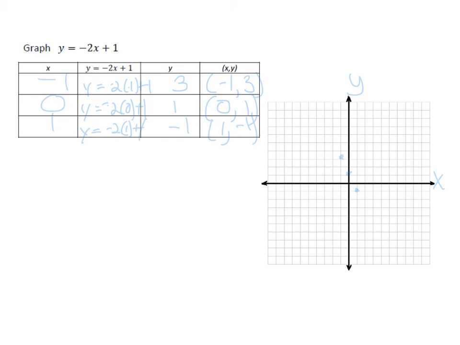Now that we have our 3 points plotted, you want to take a straight edge, which I do not have at the moment, and you're going to connect your points. Whoops, that's really bad. But you get my drift.